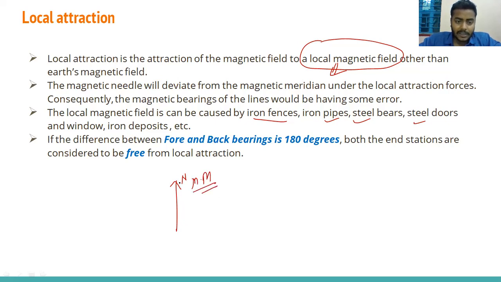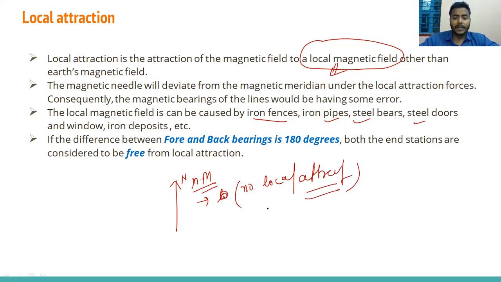So our needle will show this direction only when there is no local attraction, right? If there is local attraction, it can be caused by a few iron materials, or iron deposits. It can be deflected by a wristwatch also, right? So you can see these cases. And if somewhere you are finding local attraction, right? Then you are going to find the bearings.